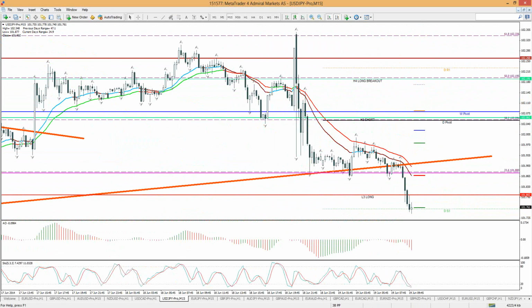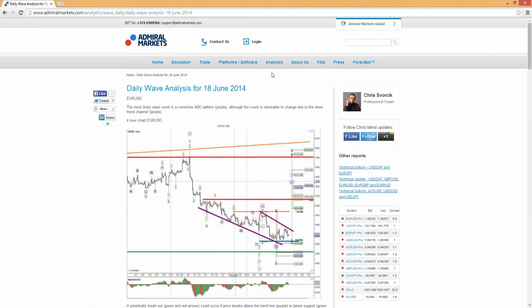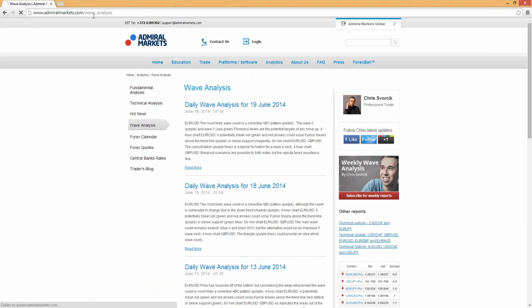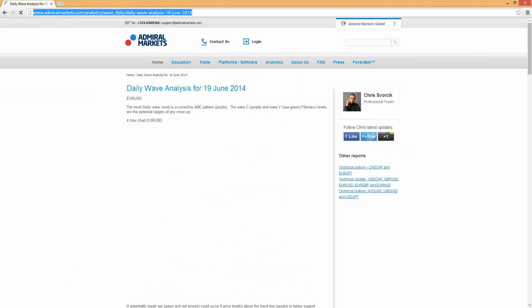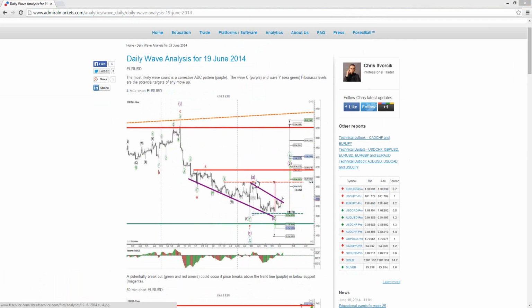Now, considering that today is a wave analysis day as well as fibs, I would like to quickly show you the wave analysis of today, if I can find it. This is yesterday's. I clicked the wrong one by accident. There it is. This is the wave analysis. You'll find that every day on our website here at Emerald Markets. Go to Analytics, then Wave Analysis, and you will see the most current one at the top. And this is today's. So take a look if you like. You can see all the wave counts on there for the Eurodollar, pound dollar, and dollar yen at least.